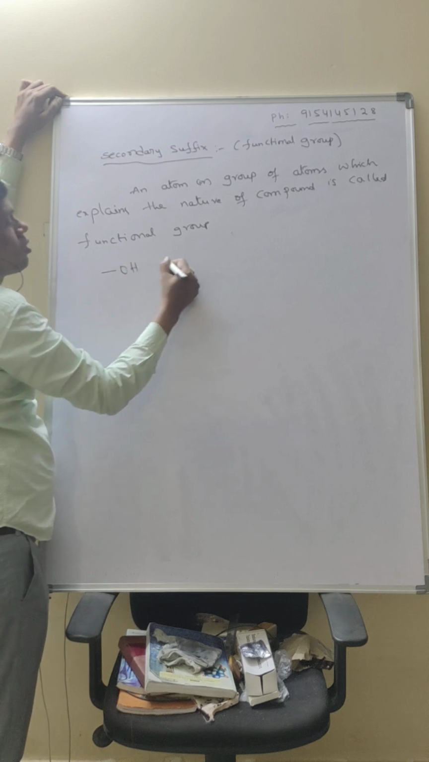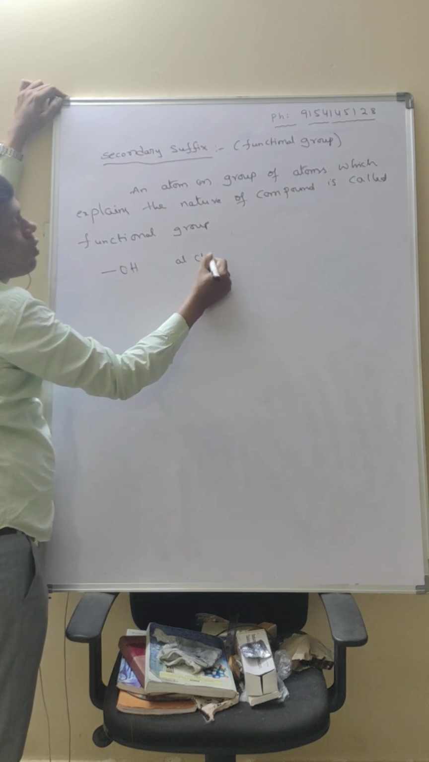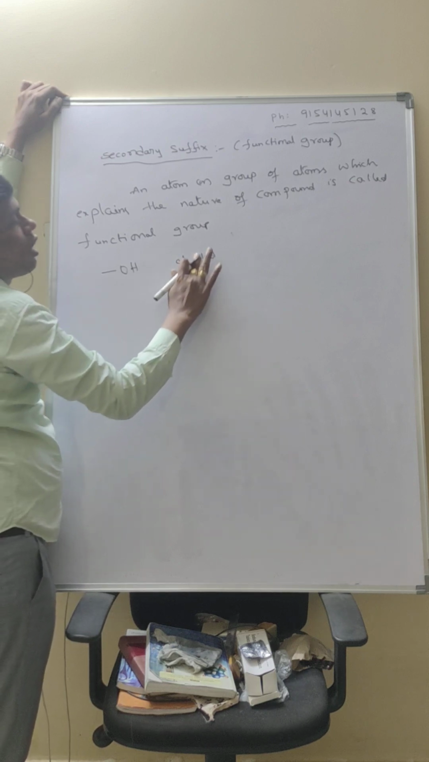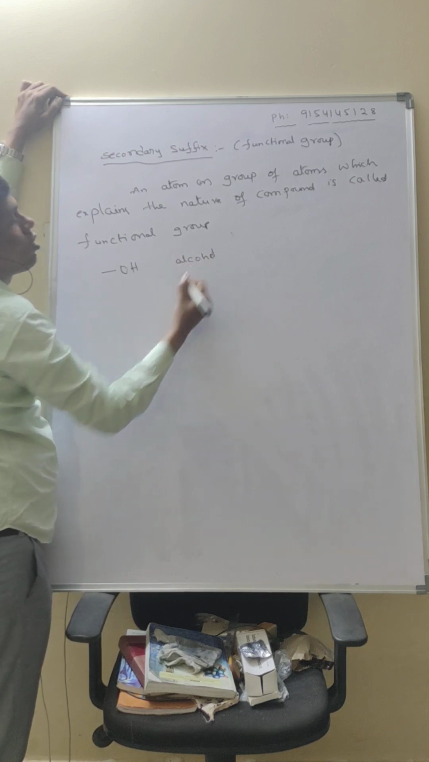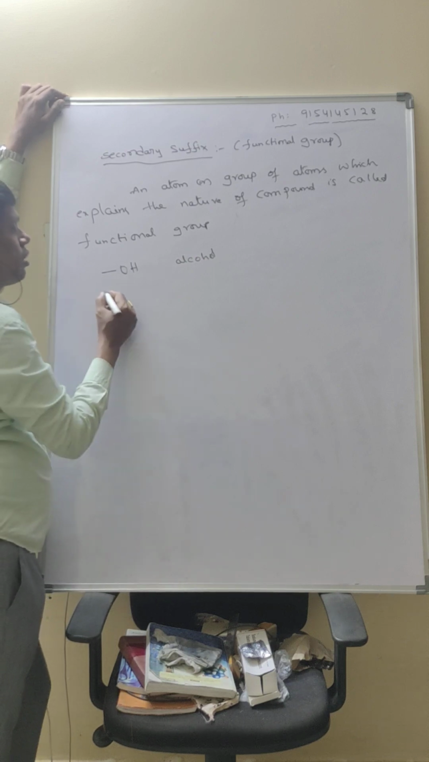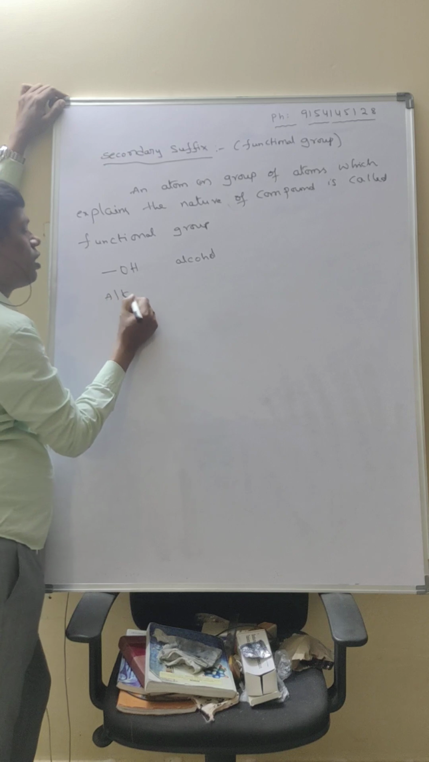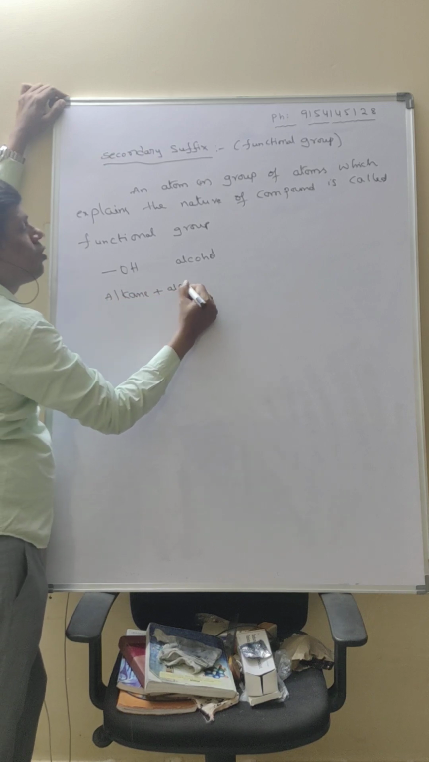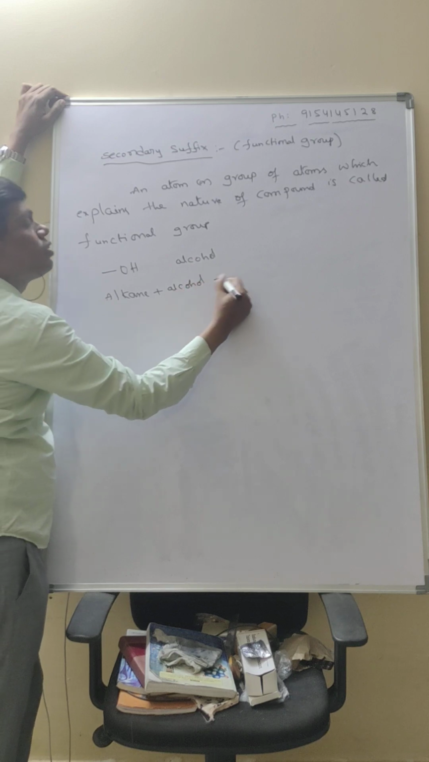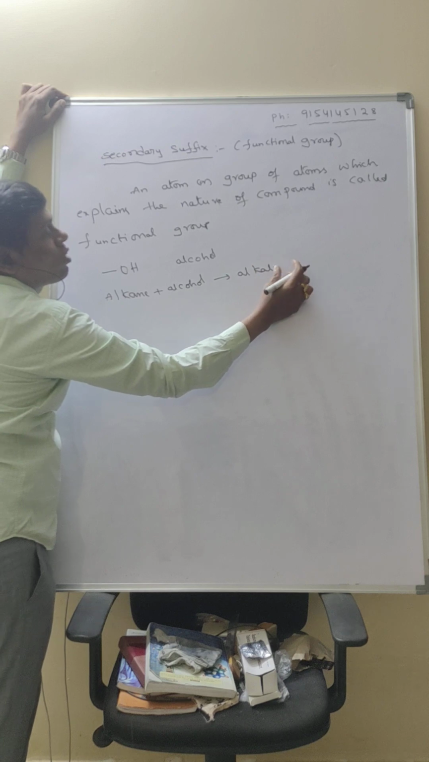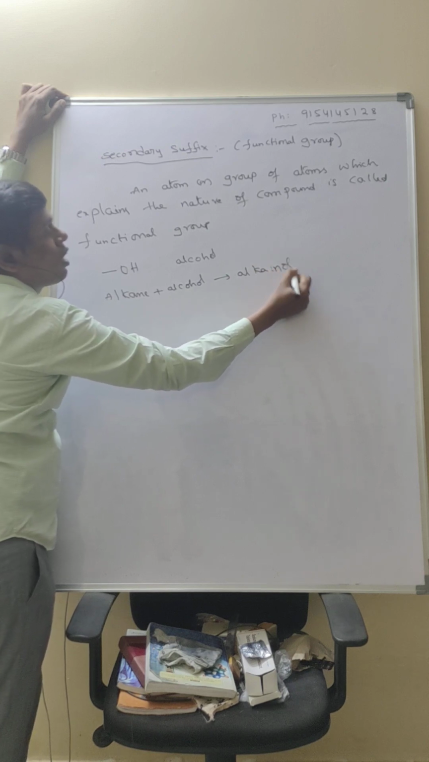OH, alcohol. Alkane plus ol, alkanol. Alkane plus alcohol gives alkanol.